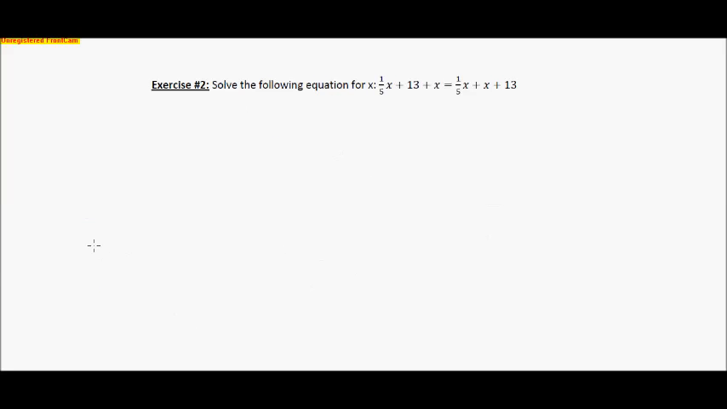Alright? Now, if you notice in your packet, you actually have 2 exercises. Exercise number 2. Alright, so that's okay. This is the second number 2. No big deal. Alright, you can still see the equation that we want to solve. And I'm going to write it again right here so I can manipulate it down below. Plus x plus 13. Okay?